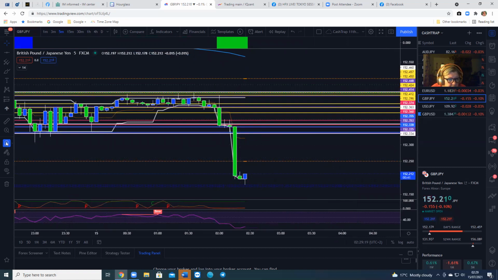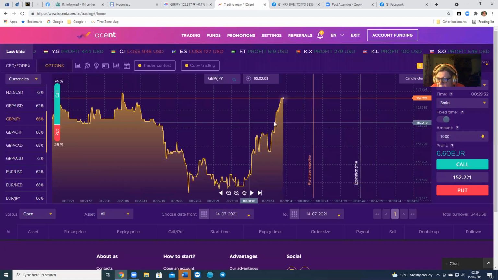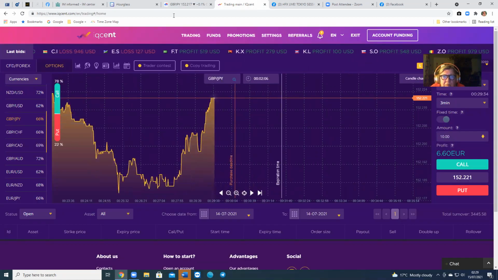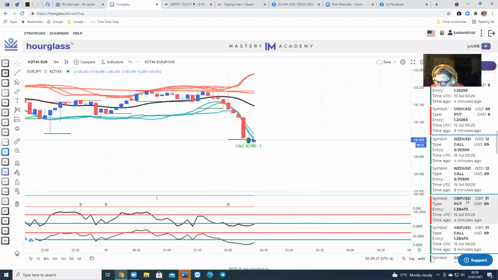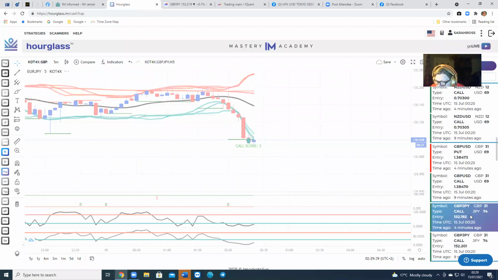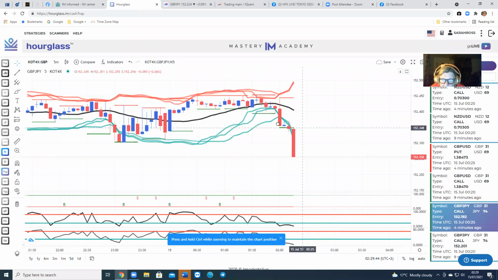Right, so this is a very big candle down. It's done a break and a retest. Down, so it's coming back up to that quarter point. We're coming up to the half past. It's up at 221. See what HourGlass says. Giving us a call 4 minutes ago.